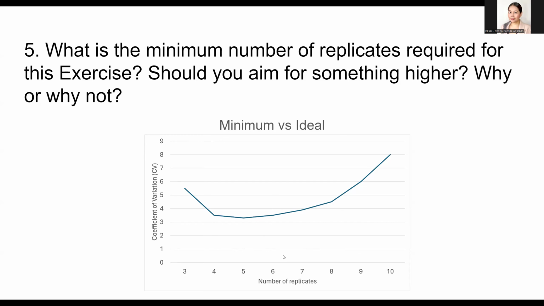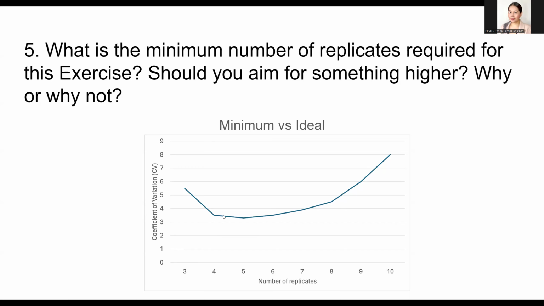So what you're seeing here is a graph that shows the coefficient of variation in the y-axis and the number of replicates in the x-axis. And the higher the coefficient of variation, the less precise your experiment is. Kasi ibig sabihin, mas varied yung results nyo. And as you can see, if you have 3 replicates, your coefficient of variation is relatively high, not too high, but it's still higher than the usual.